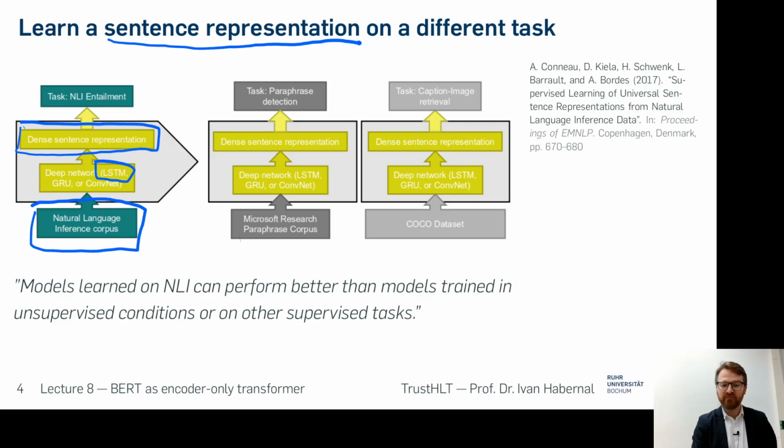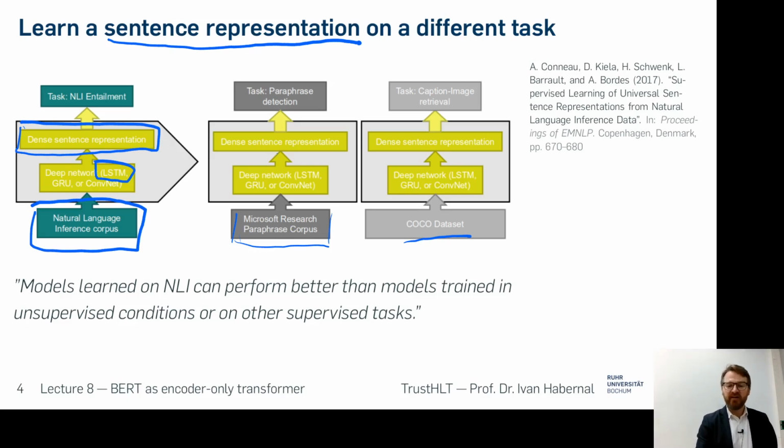For example, these tasks are the Microsoft Research Paraphrase Corpus. I don't know the details, but I guess it's to decide whether one sentence is a paraphrase of another sentence. I guess this is a binary task. And the COCO data set, I actually forgot what COCO is. Caption image retrieval. So something also with images.